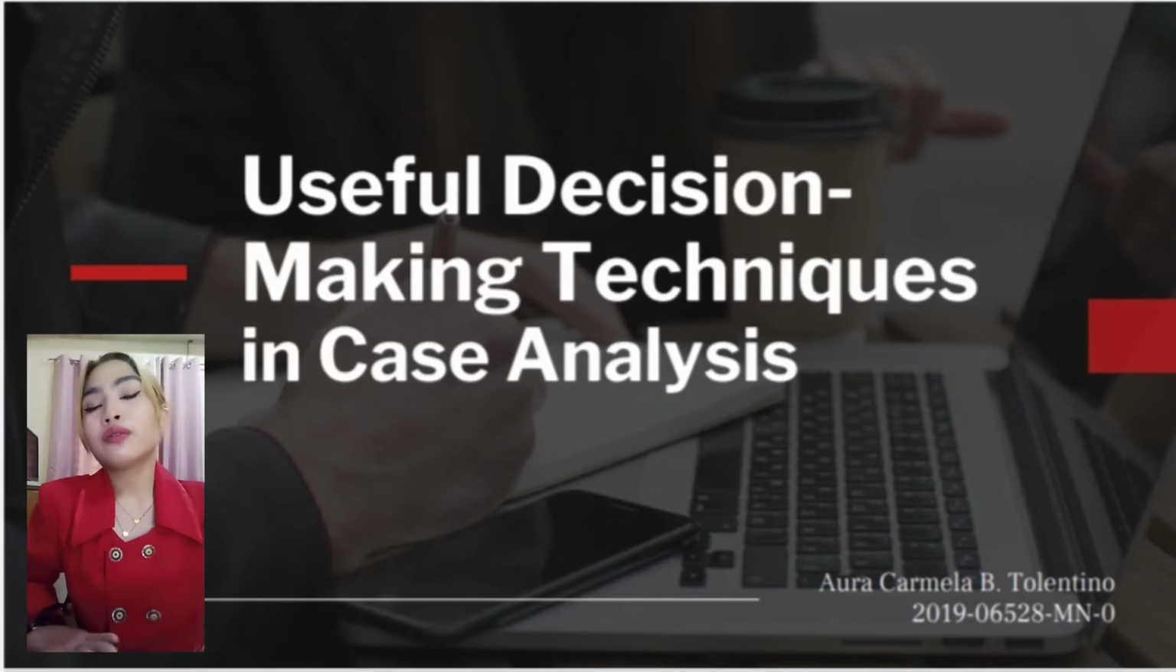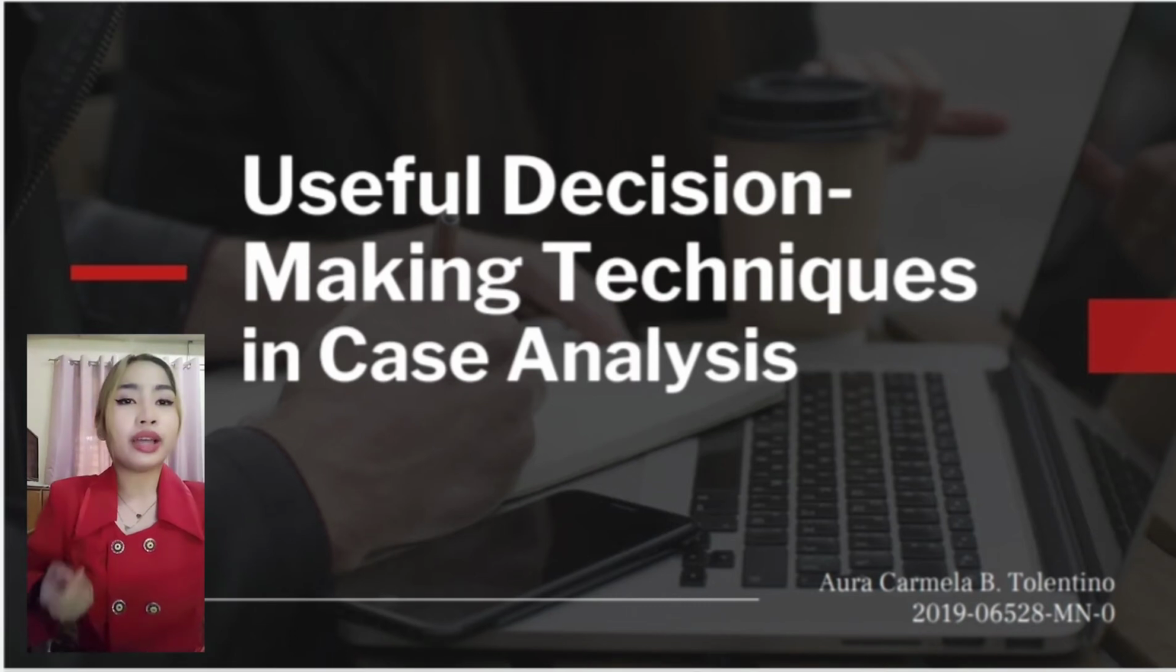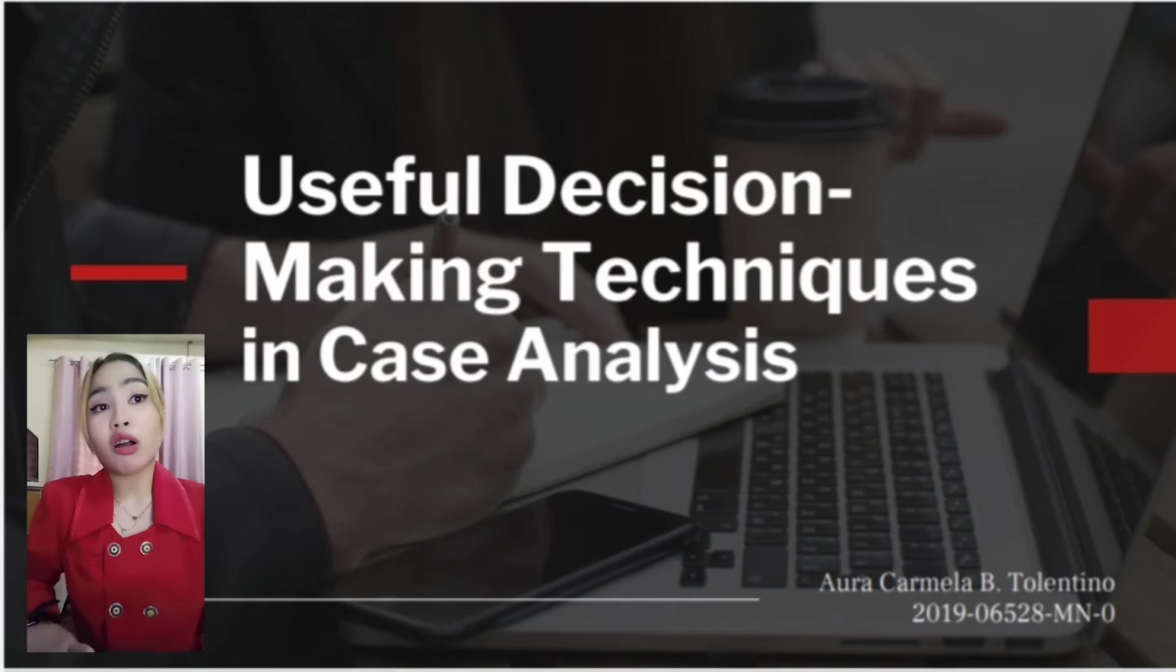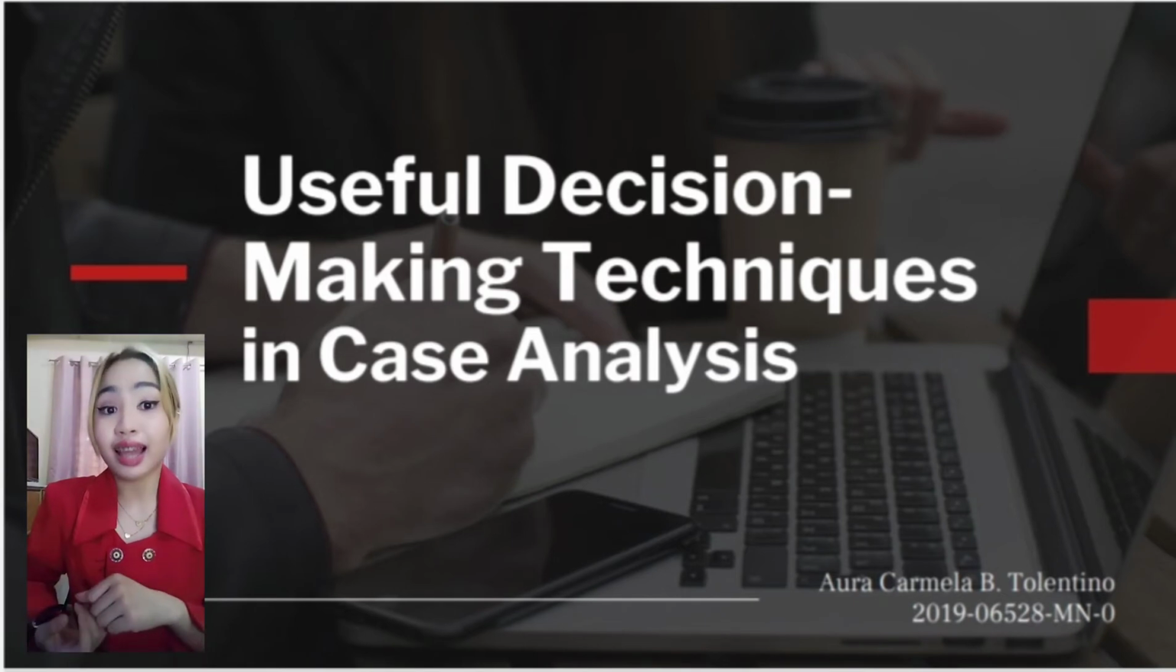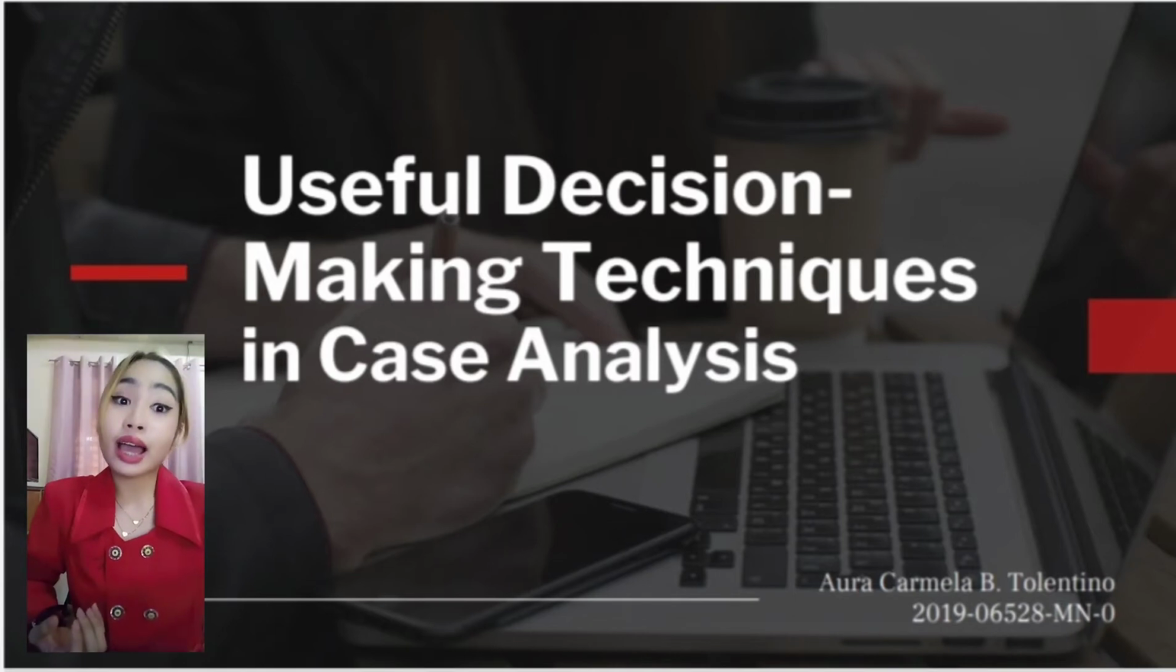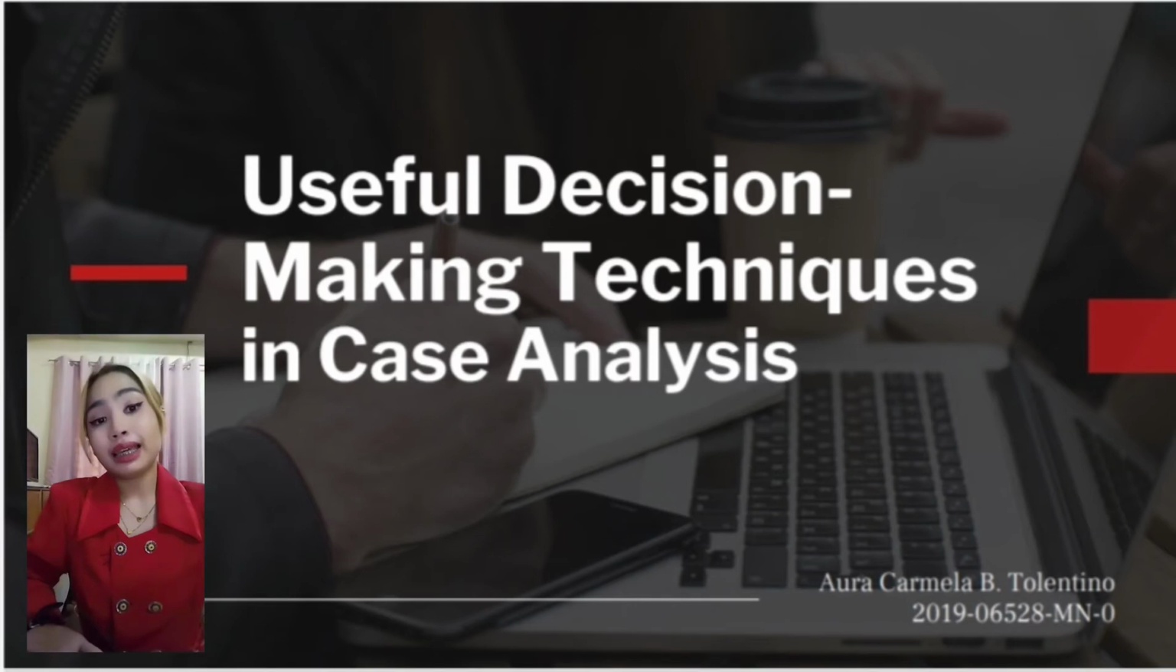All of us are confronted with various decisions to make on a daily basis. Some are small or minor consequences, while others are huge and potentially life changing. So that's why we are going to study the useful decision making techniques in case analysis.